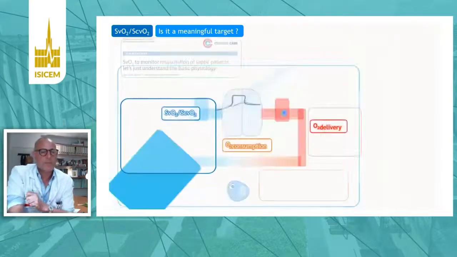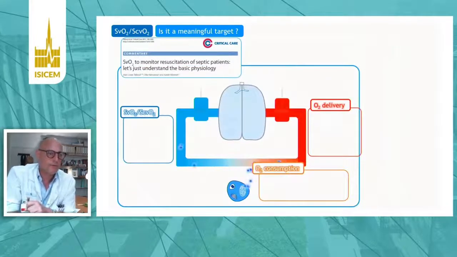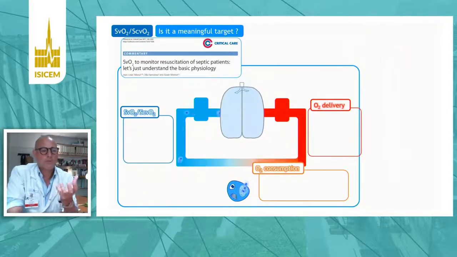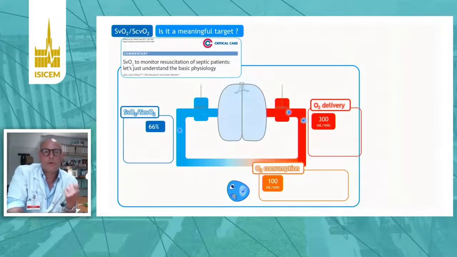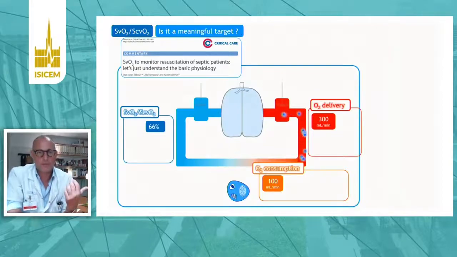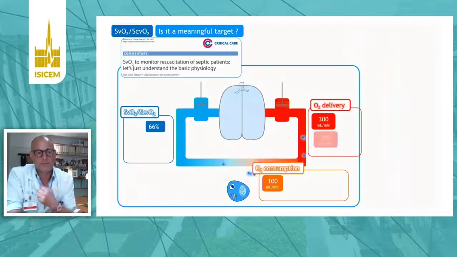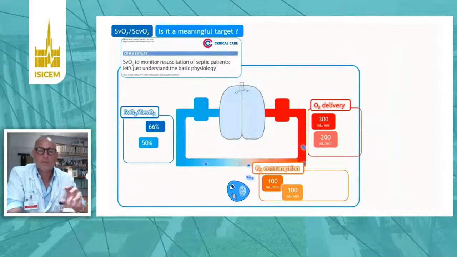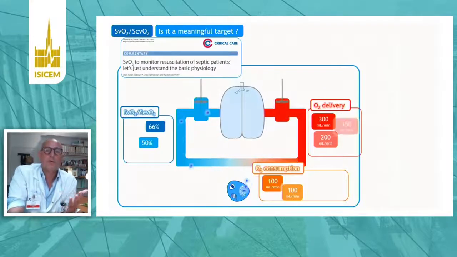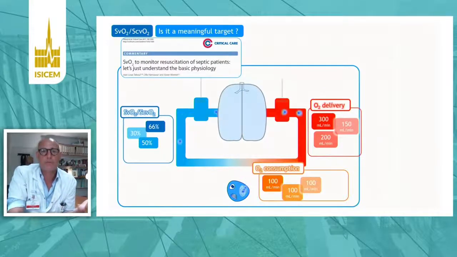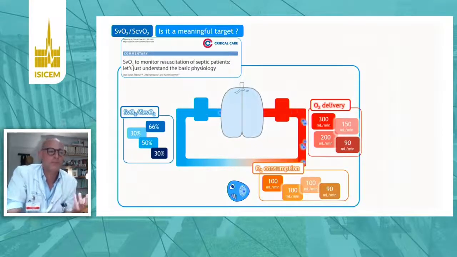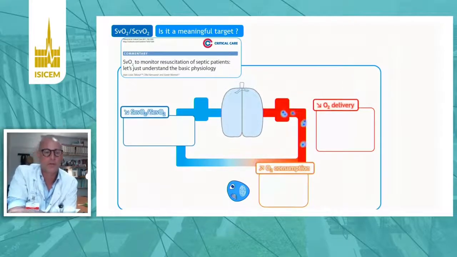I like the comparison that Jean-Louis Vincent often makes between the SVO2 or SCVO2 and your bank account, because the level of your bank account perfectly tells the banker the adequacy between your salary, oxygen delivery, and your expenses, oxygen consumption. And when your salary decreases, if your expenses remain the same, it means that on your bank account there will be less money at the end of the month. It perfectly reflects the adequacy between your salary and your expenses, and the same for SVO2 during circulatory failure.